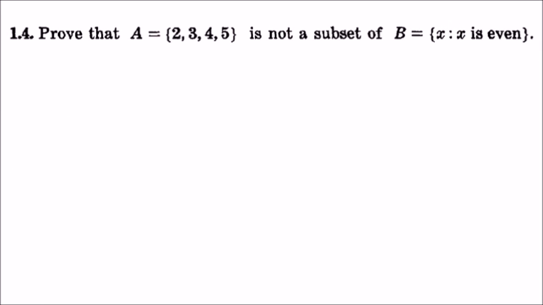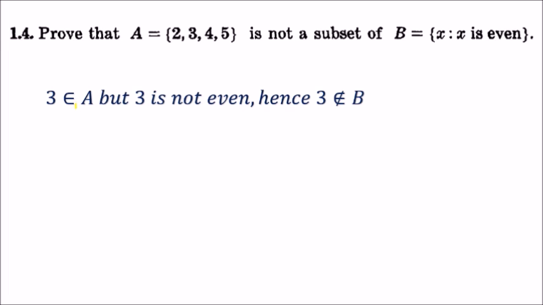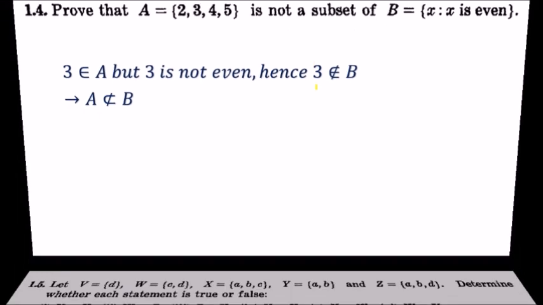For problem 1.4, okay, we have to prove that A equals the set containing elements 2, 3, 4, and 5 is not a subset of B equals {X such that X is even}. So, madali lang naman patunayan. No? Maghanap lang tayo ng elements ng A na hindi elements ng B. So, if you notice, 3 is an element of A, but 3 is not even. Hence, 3 is not an element of B. So, therefore, we can conclude that A is not a subset of B.